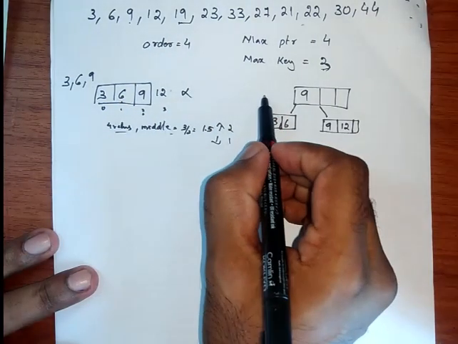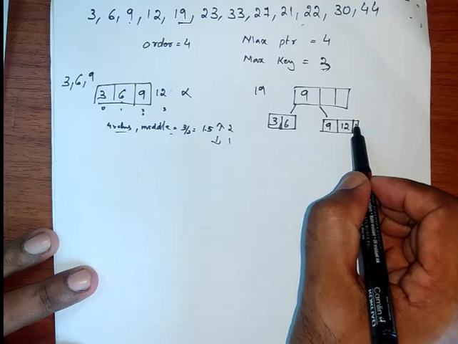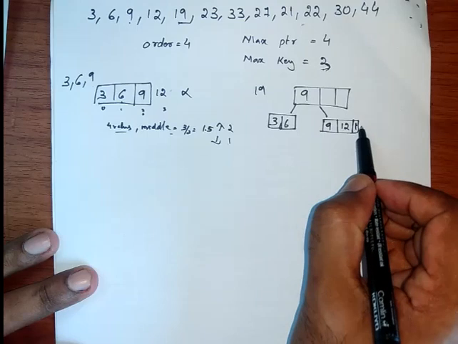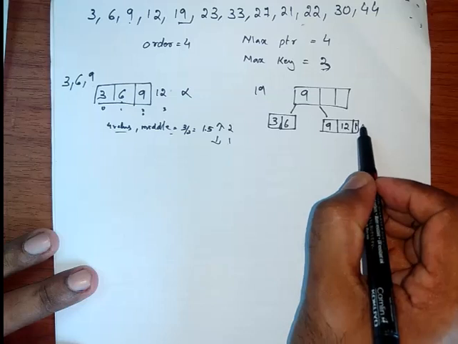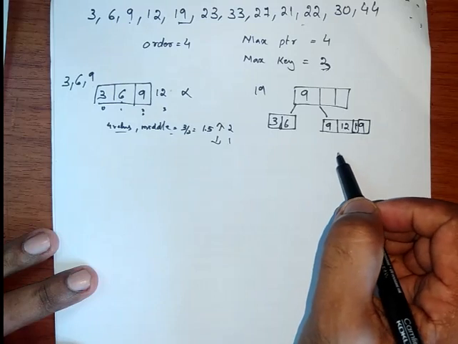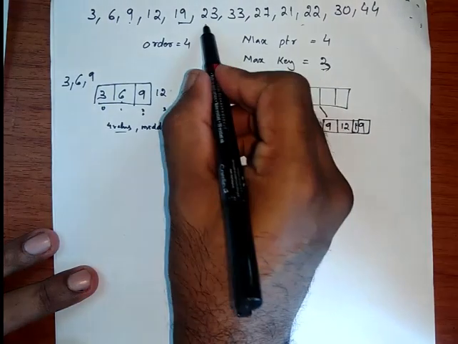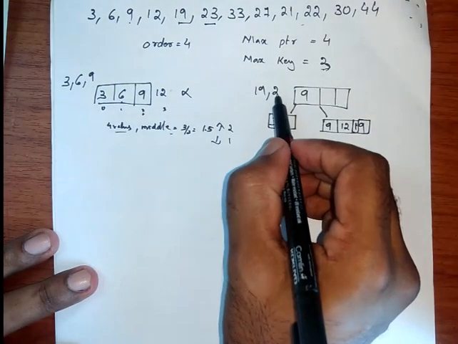Next we need to place 19. As per the binary search tree, first we have to go to the root node, and 19 will come to the right of the 9. So we will move to the right subtree, and in the right subtree we will place it in ascending order. So 19 we will get here, and the next value is 23.